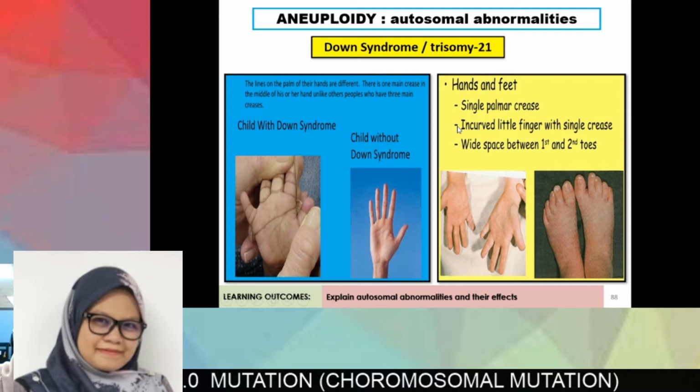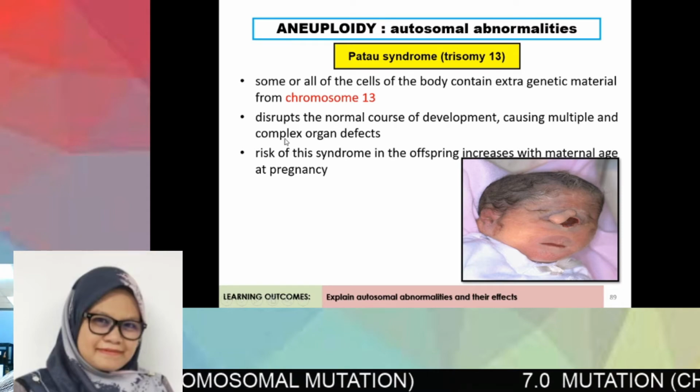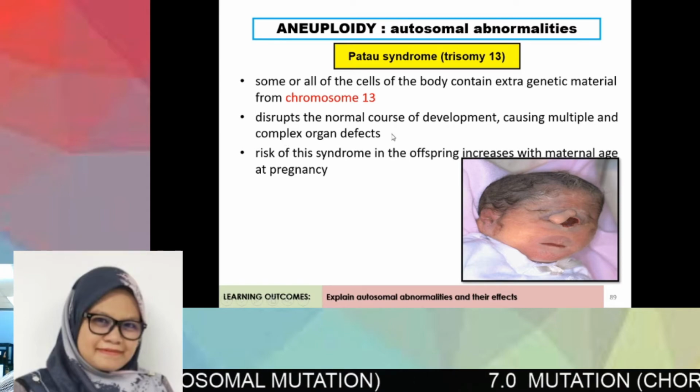Okay, selain tu ada juga Patau syndrome. Ini contoh pada trisomy 13. Apa maksud trisomy 13? At kromosom pasangan ke-13 ada satu tambahan kromosom ekstra dekat situ. Okay, so apa yang berlaku? Kita boleh nampak ada menyebabkan disrupt of normal course of development, causing multiple and complex organ defect.